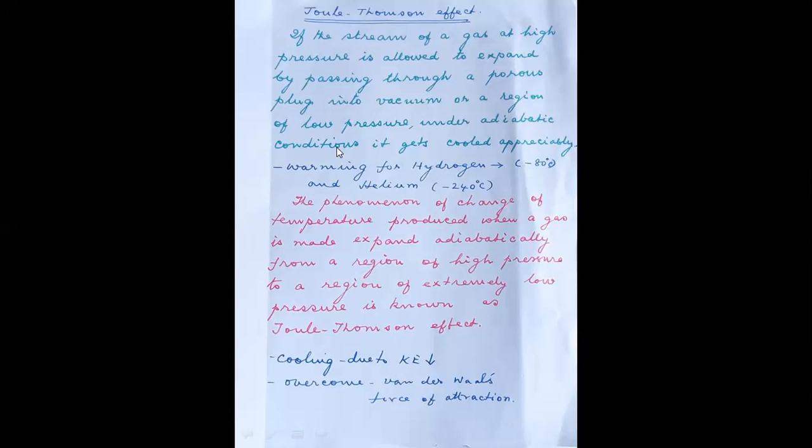And normally for all the gases, a cooling effect is observed except for hydrogen and helium. Hydrogen shows a cooling effect only below minus 80 degrees centigrade, and helium shows a cooling effect below minus 240 degrees centigrade. So the phenomenon of a change of temperature produced when a gas is made to expand adiabatically from a region of high pressure to a region of extremely low pressure is known as the Joule Thomson effect.